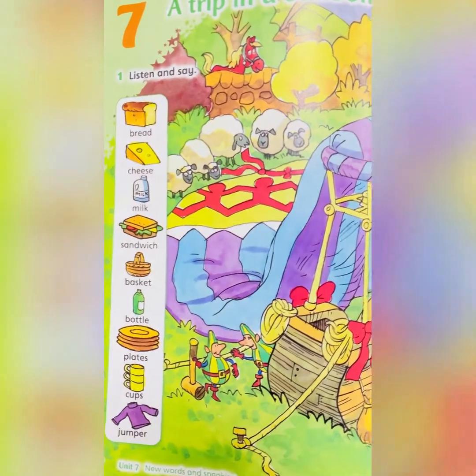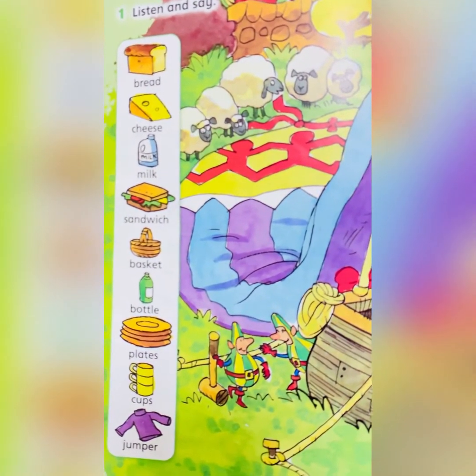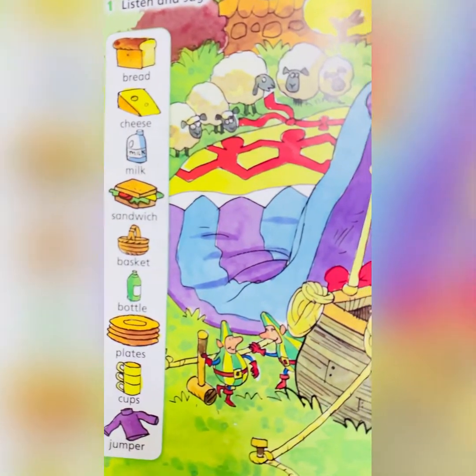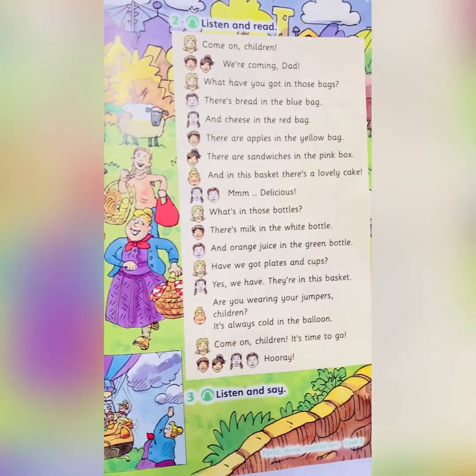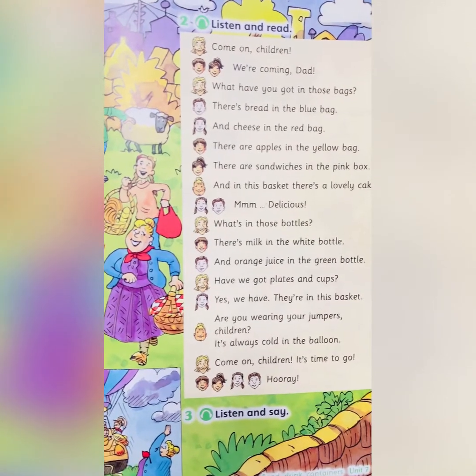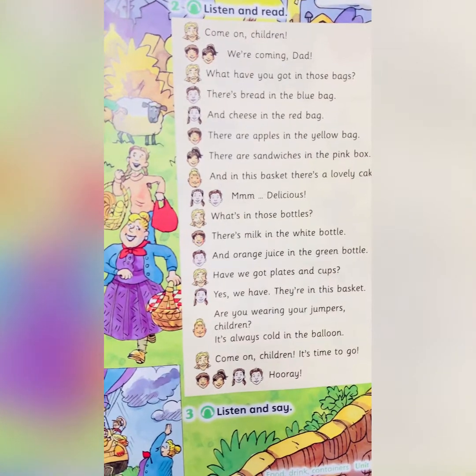We have those words that we can read and write on our English copybook. Just write them one time. And the story is about the trip, so you can read it by yourself. It's too easy. You just have to read and write the words so you learn the words quickly.